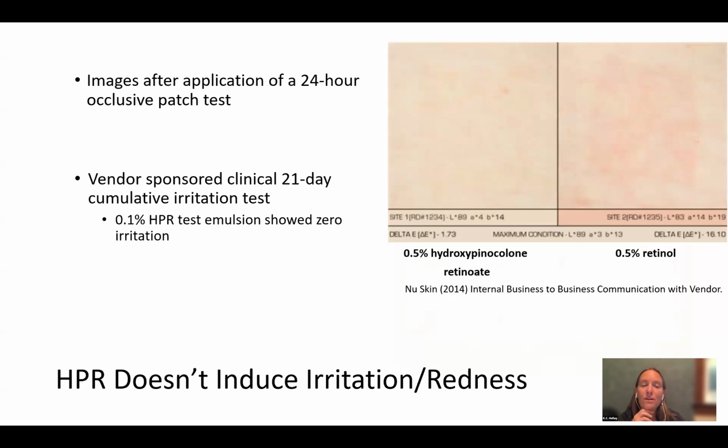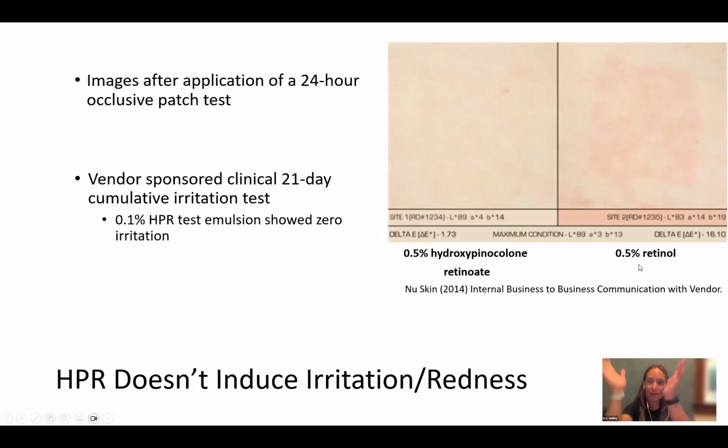And here is another, and this ingredient doesn't cause, again, the type of irritations that are commonly associated with retinoic acid or even retinols. In this test, they did a 24-hour occlusive patch. This means that they put the product on the skin and then they covered it so it can't even evaporate. You can't get any of that flash off. And this compares the amount of irritation of the 0.5% HPR to a 0.5% retinol.